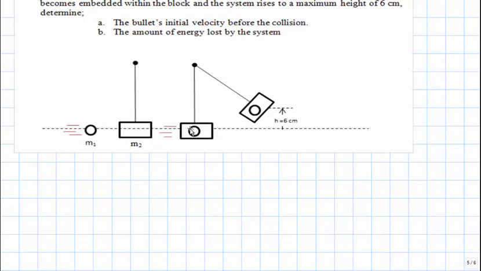So again, it's important to note that the collision begins just at the point when the bullet makes contact with the wooden block, and it ends the instant where the block and the bullet begin to take off.